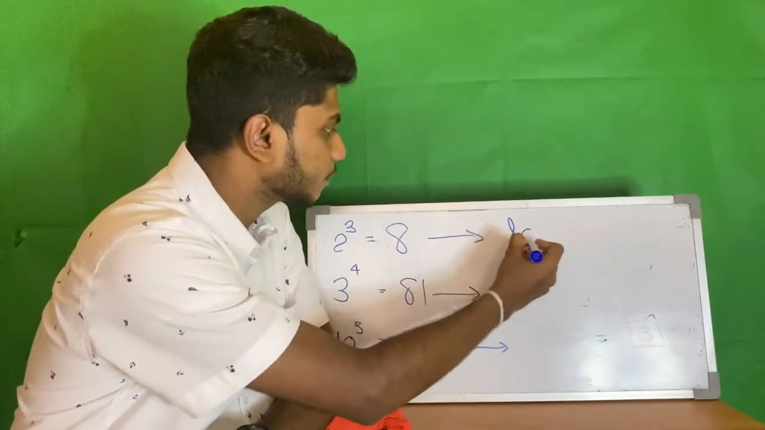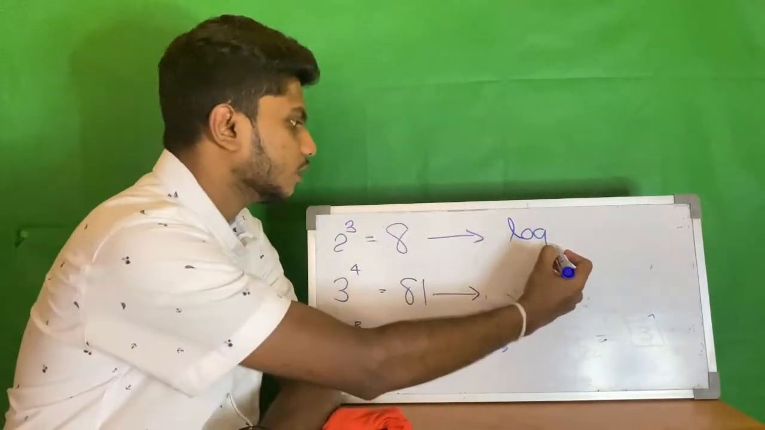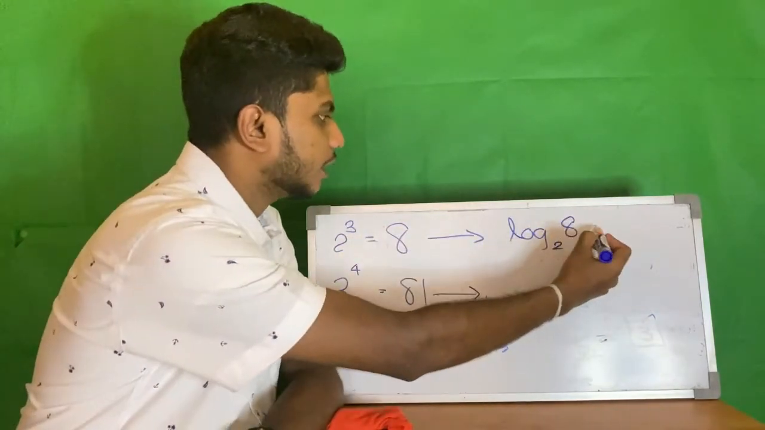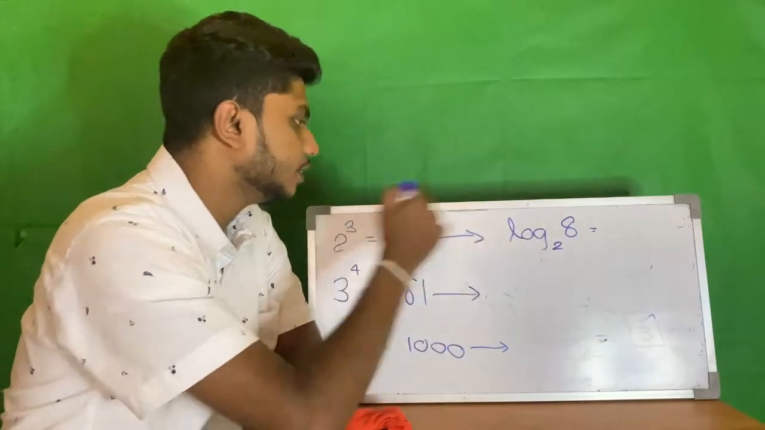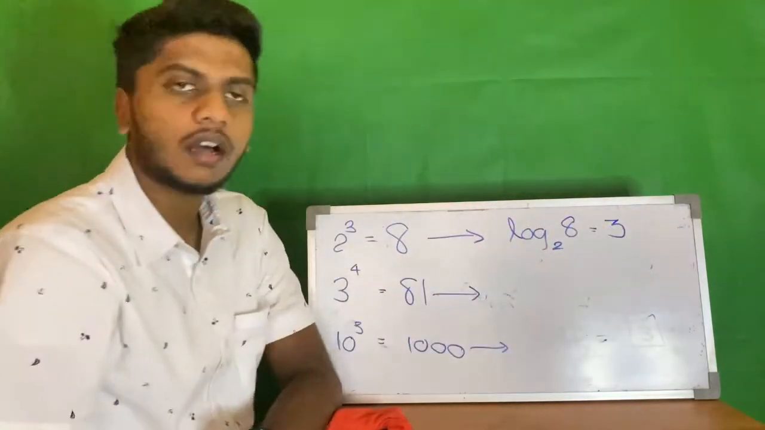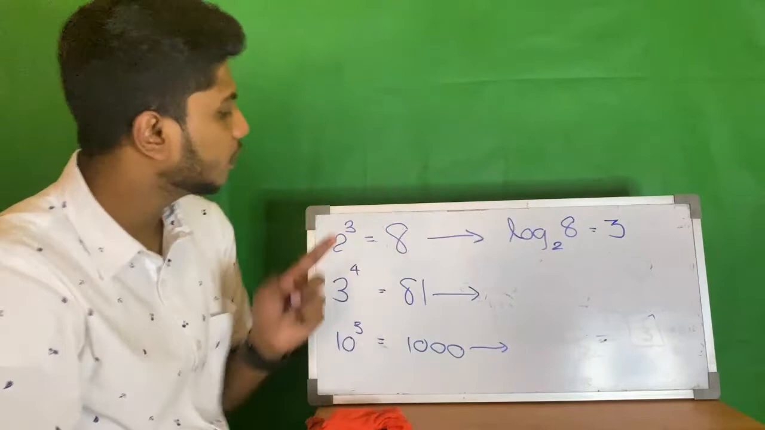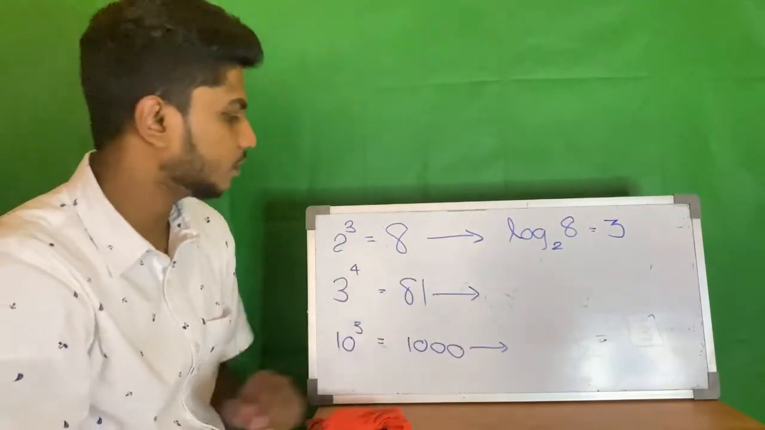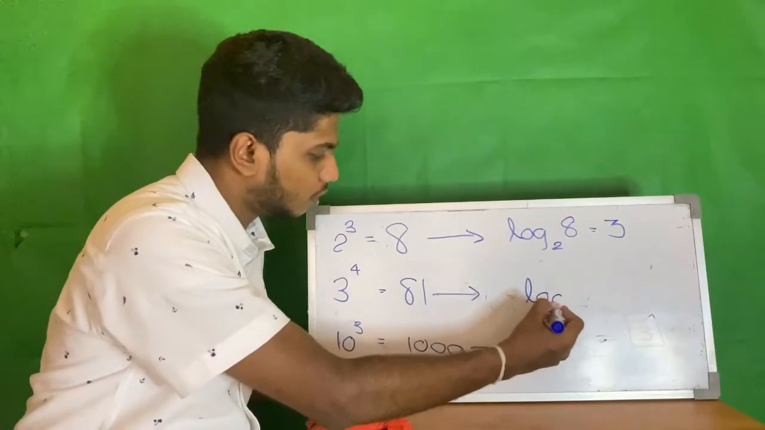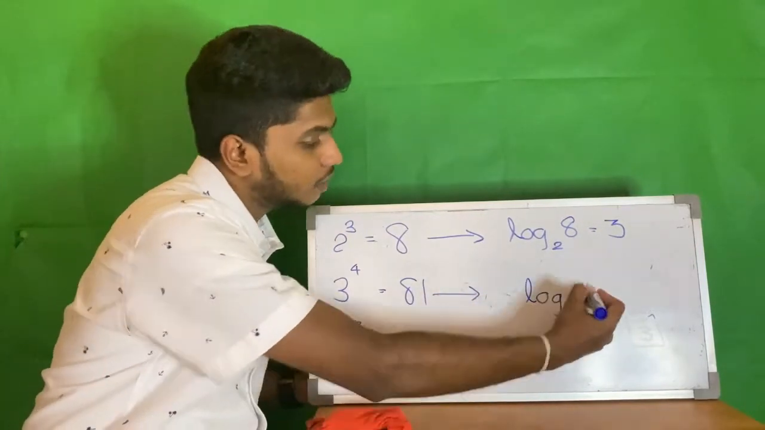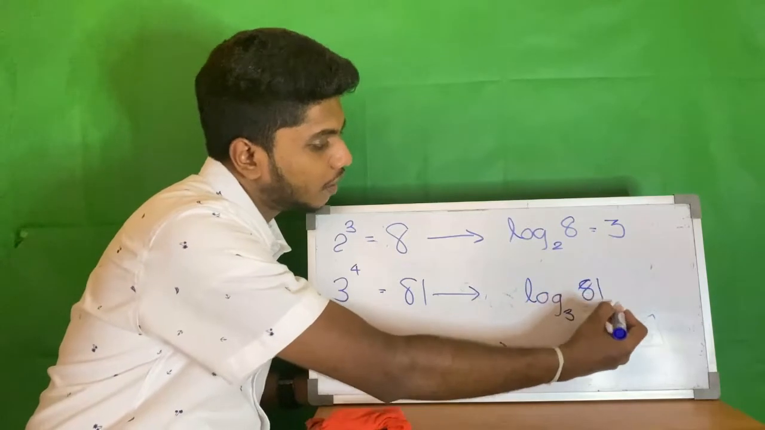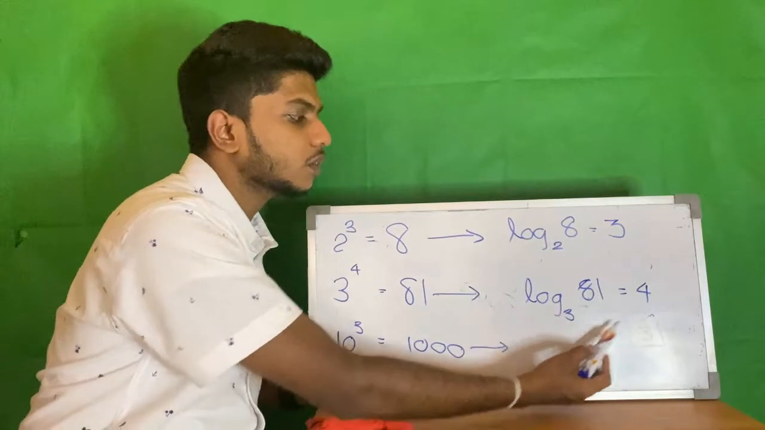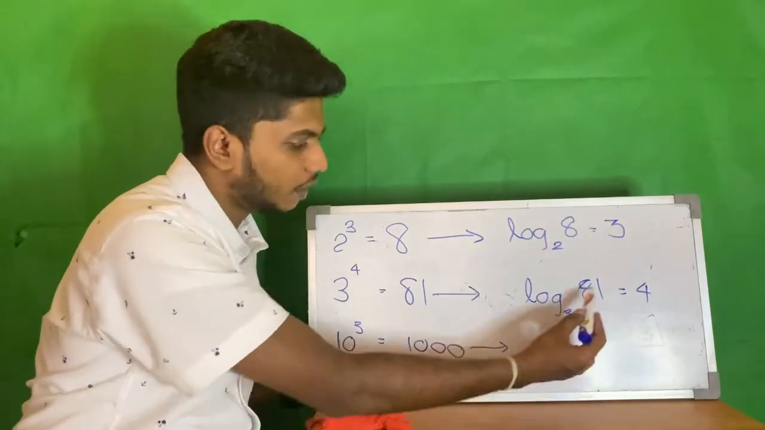So log, our base is 2. Here lies the base, and this is our value. And then log 2 to the power 3 is the answer. So this is how you write indices in terms of logarithms. And here also, log, our base is 3 and our value is 81, is equal to 4. Log base 3 to the power 4 is 81.